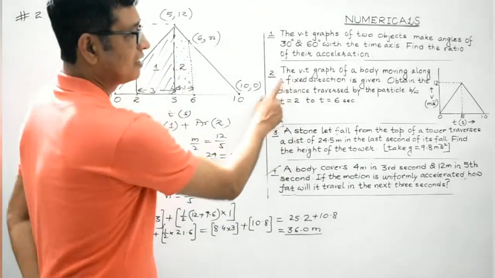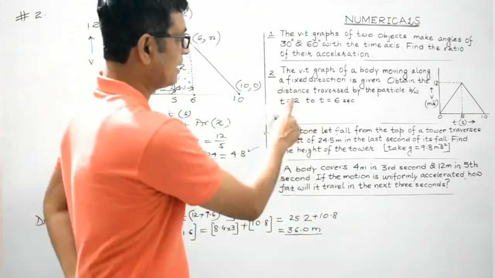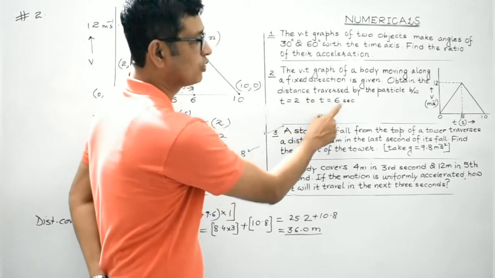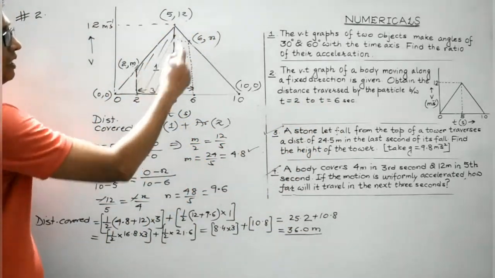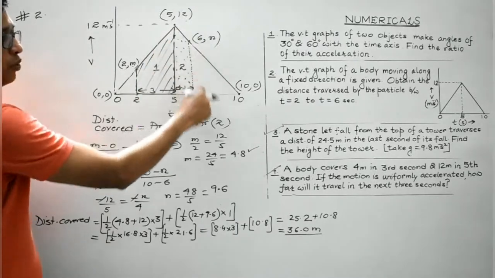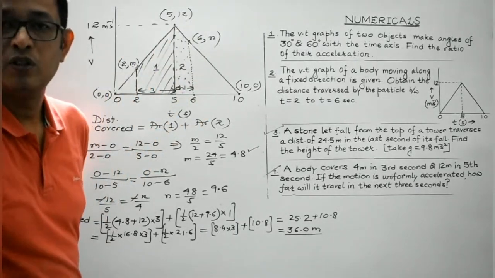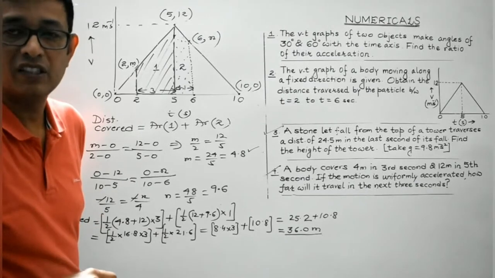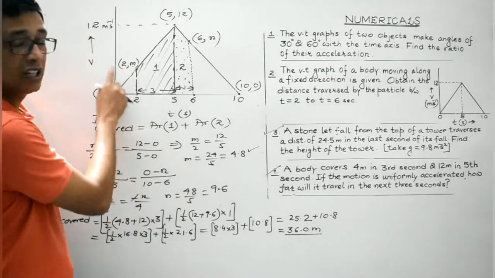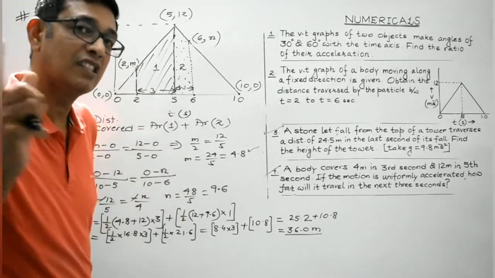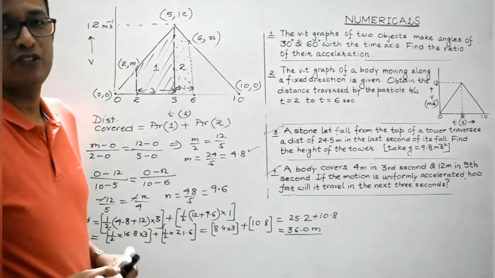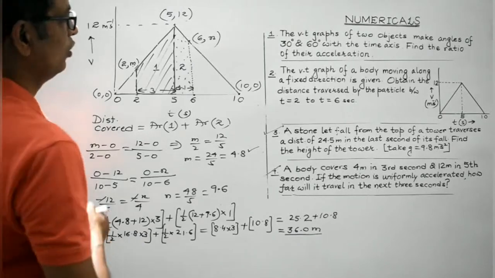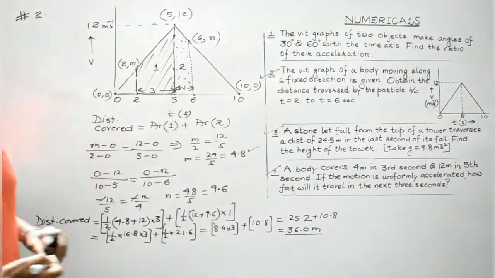The distance traversed by the particle between the time interval t equals to 2 to t equals to 6 seconds is 36 meters. Right? It is given by the area of the shaded portion. So, what concept we have made use of over here is the area under VT graph gives the distance covered by the body between the 2 given intervals of time. Right, friends? Okay, so second question is also done.